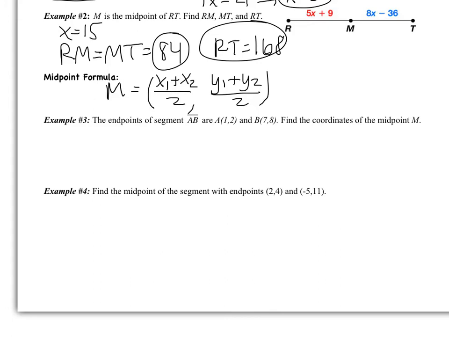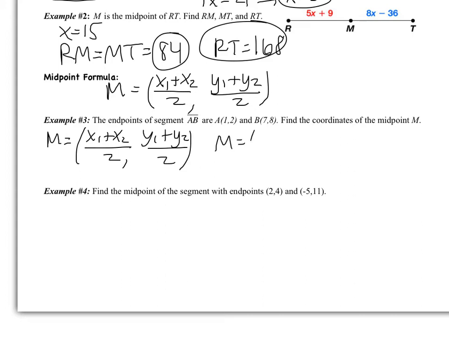Okay, so example 3. It says the endpoints of segment AB are A, which is (1, 2), and B, which is (7, 8). Find the coordinates of the midpoint. Okay, so in order to find the midpoint, I'm first going to write the formula. It's always just a good idea to start with a formula to give us some direction. Okay, so I need to add my x's. Remember, x is always the first point in the coordinate. So I'm going to take 1, I'm going to add 7 and divide by 2. Second point is always the y.